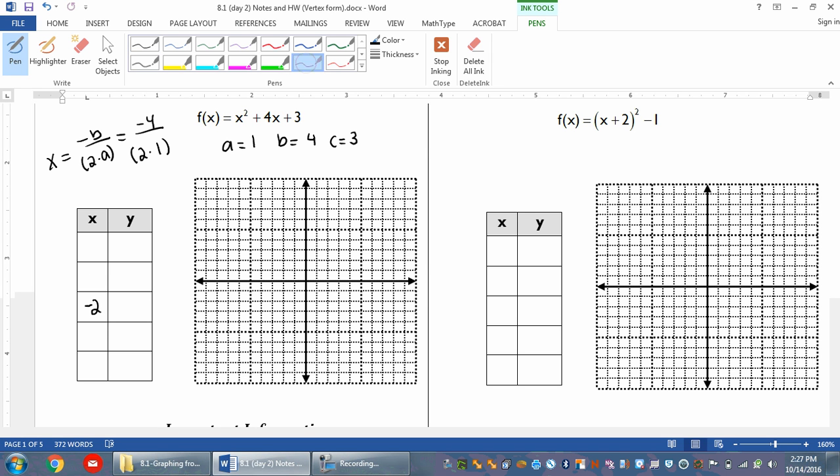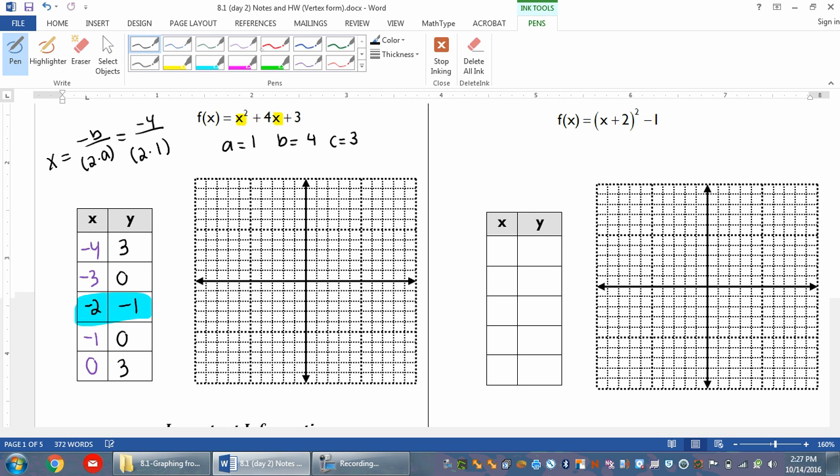I'm going to go 2 smaller and 2 bigger. Now, to get the rest of the y values, we're just going to substitute negative 4, negative 3, negative 2, negative 1, and 0 into my original function. Or you can graph it in your calculator and get the y values. I'm just going to give you those y values. It's 3, 0, negative 1, where this middle value will be my vertex.